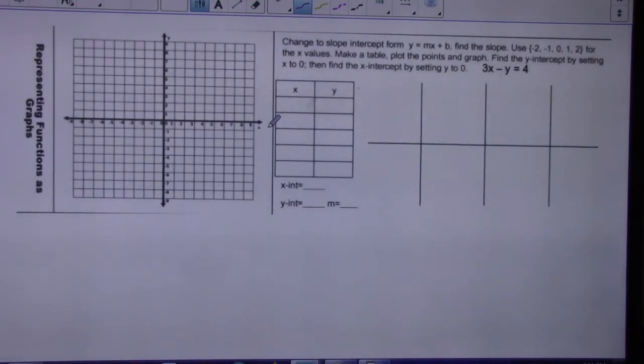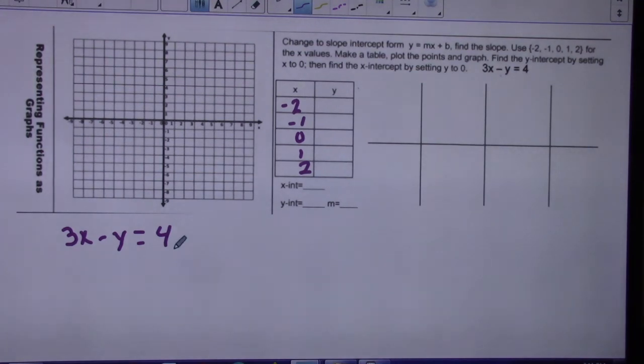This one here, change it to slope-intercept form, y equals mx plus b. Use -2, -1, 0, 1, 2 for the x value. So I'm just going to put these in here right now. Okay, now let's change this into slope-intercept form. I'm going to do the work over here. I'm going to put 3x minus y equals 4. How do we change that to slope-intercept form? What do we have to do? Divide by -1.